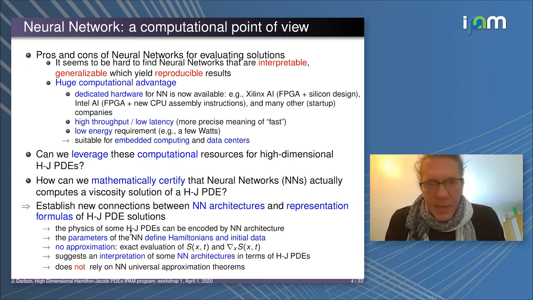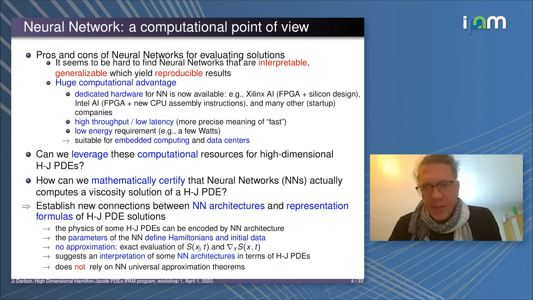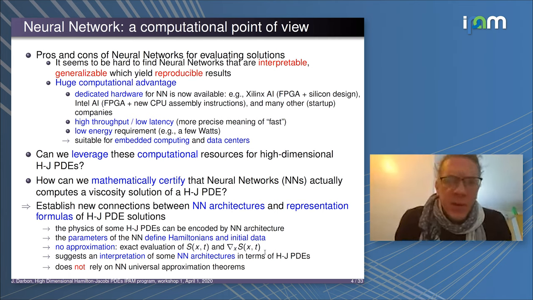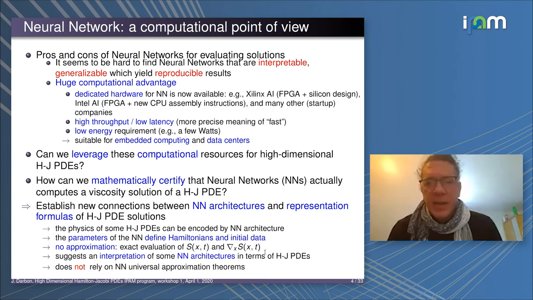Now, the upshot is that since we will be able to design some neural network architectures without any approximation of the solution, we will get the exact solution at x, t and also the gradient. With this map between neural network architectures and solutions of Hamilton-Jacobi PDEs, it may help to provide an interpretation of some neural network architectures, of some building blocks of those neural nets, and to understand what those building blocks are doing. I'd like to mention here that the results that Ting Wei and Gabriel and I did do not rely on universal approximation theorems. We shoot for exact representation of the solutions for certain Hamilton-Jacobi PDEs when the Hamiltonian and the initial data will be given by the parameters of the network.